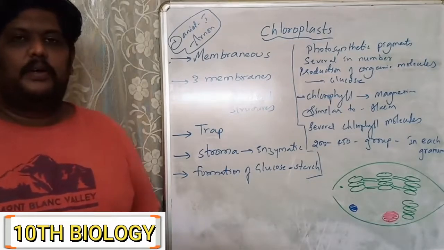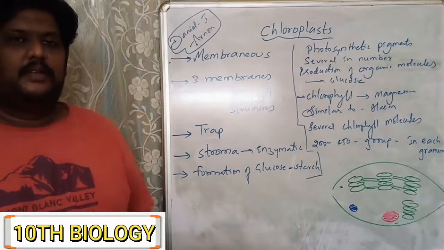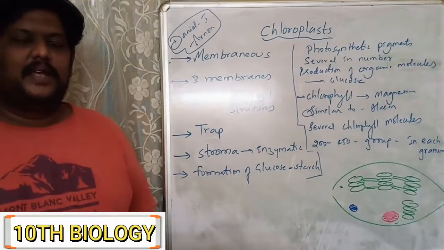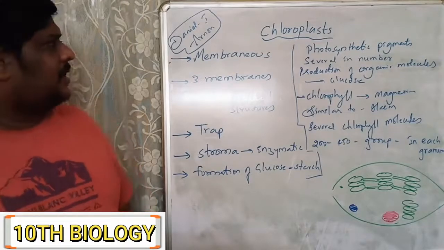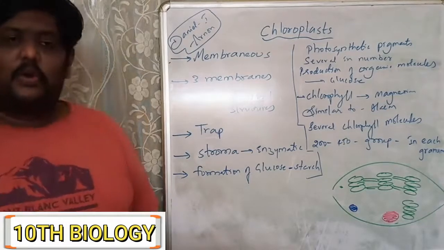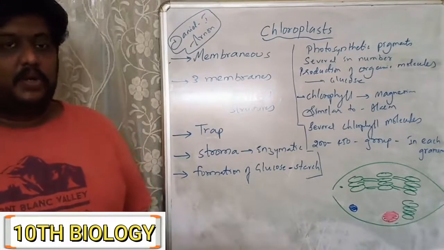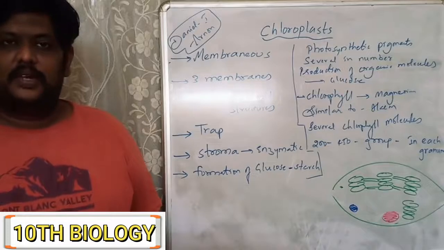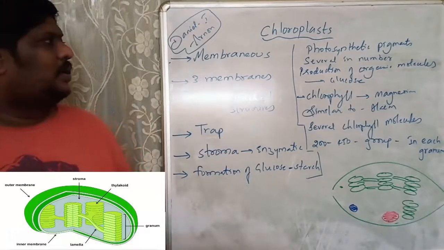So, I hope you have learned the internal structure of the leaf, the transverse section of the leaf, in the last class. Today, we are going to deal with an important topic called chloroplasts. You all know that chloroplasts are present in the leaf. And because of chloroplasts, the leaf is in which color? Green color. So, we'll have a deep study now regarding the chloroplast.